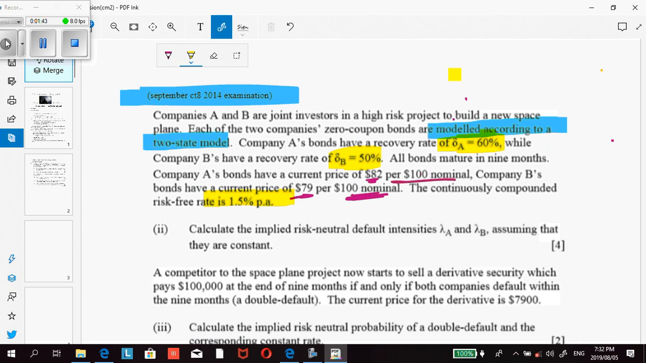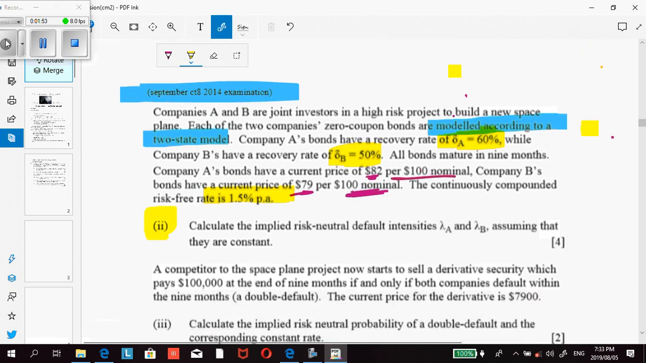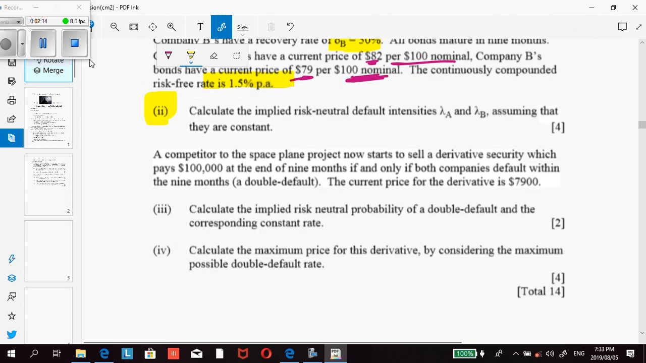Okay. Now, unfortunately here, I am very sorry, please forgive me. I skipped a question here because you see here this starts in part 2, but there was actually part 1 of this question. Part 1 of the question says describe the two-state model and how it can be extended to the Jarrow-Lando-Turnbull model. Now, under the two-state model, let me quickly explain this before I do the numerical question.